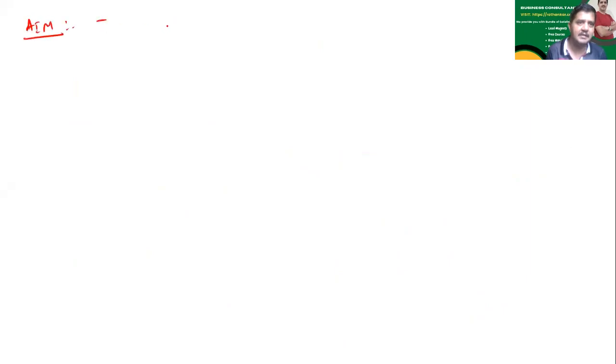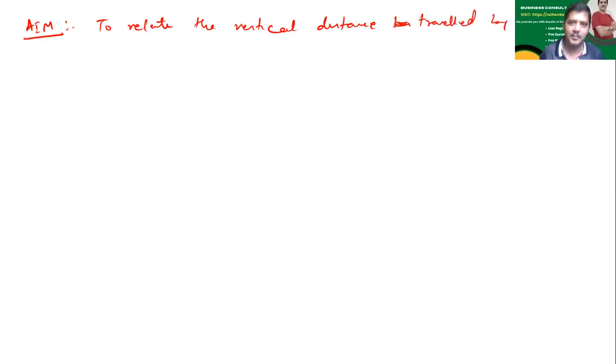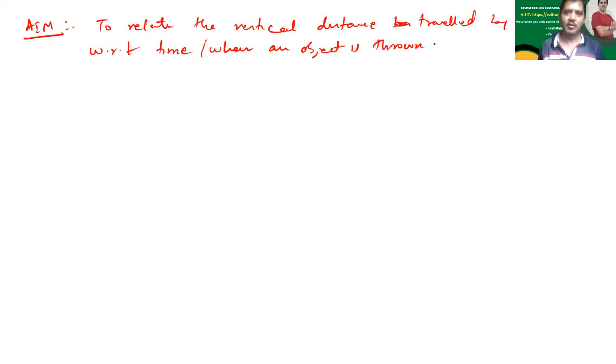The aim here is to relate the vertical distance traveled by an object with respect to time. This is what we are going to do when an object is thrown upwards.